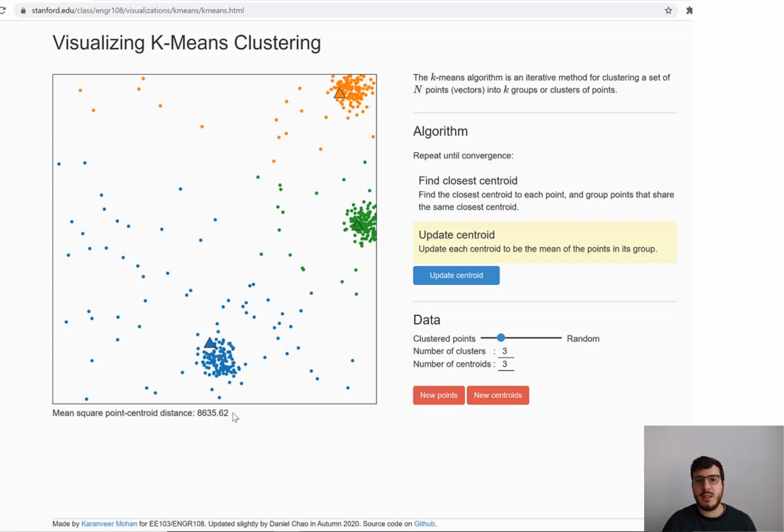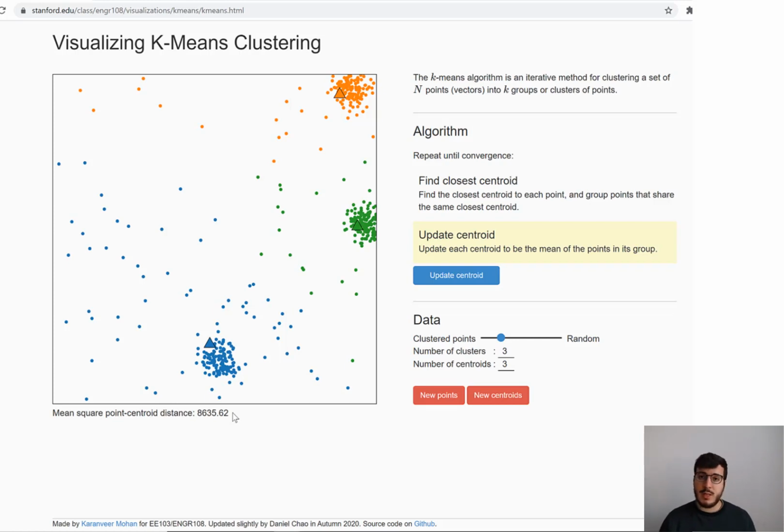And this is because essentially the alternating optimization procedure is not guaranteed to always find the global optimal solution. But what you can do is restart the algorithm multiple times and then choose the one which gives you the lowest error.